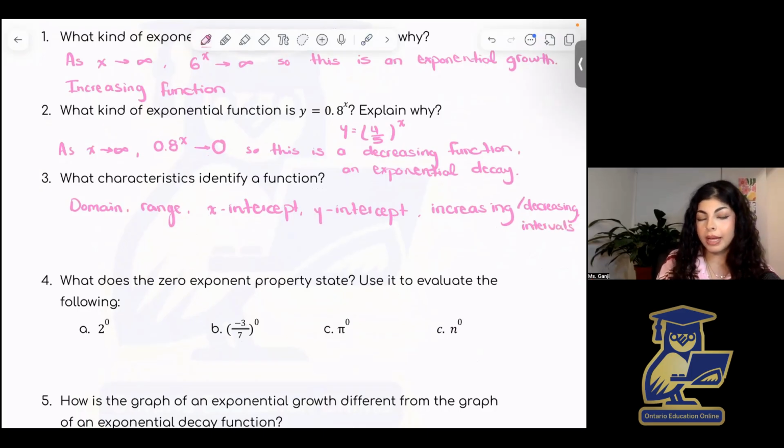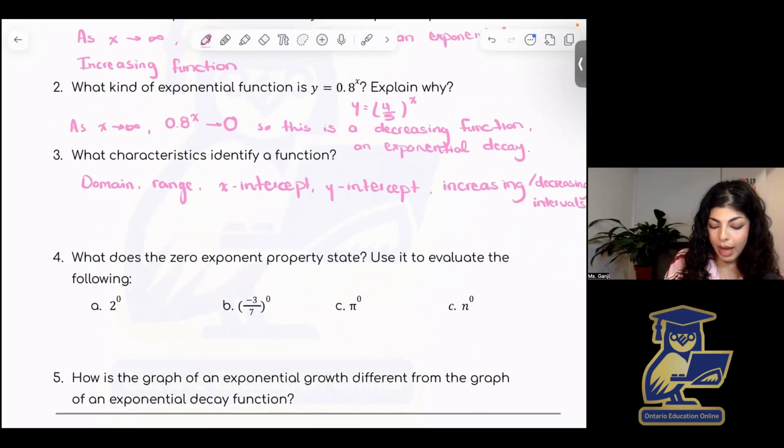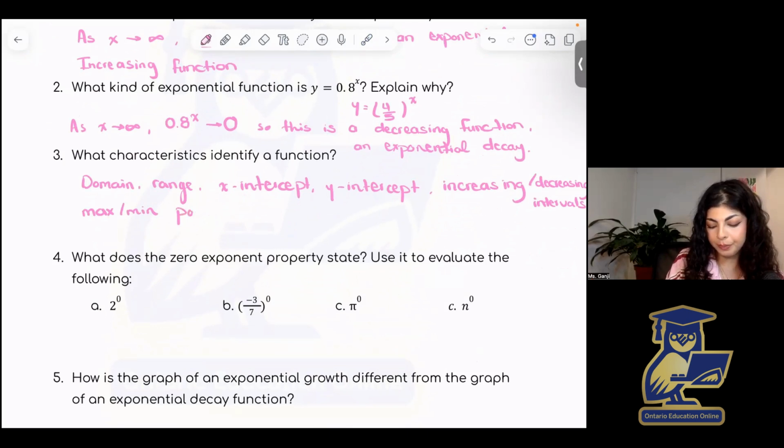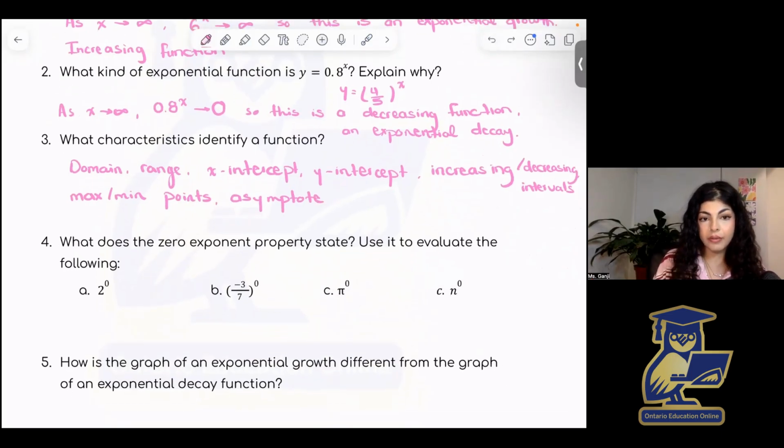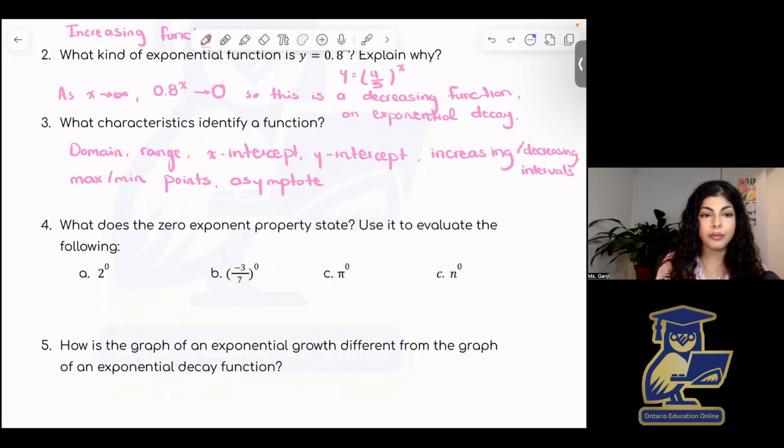Recalling back to our quadratic functions, we also had max and min points, so the maximum or minimum points. And of course, we have asymptotes, which we already saw could be horizontal, vertical, or oblique. And any other ones that you can think of, you can also add there. Those are the main ones, especially when we are looking at exponential functions, the ones that we are mostly working with. But again, there's other ones that you can name there as well. And you can just add it on for yourself.